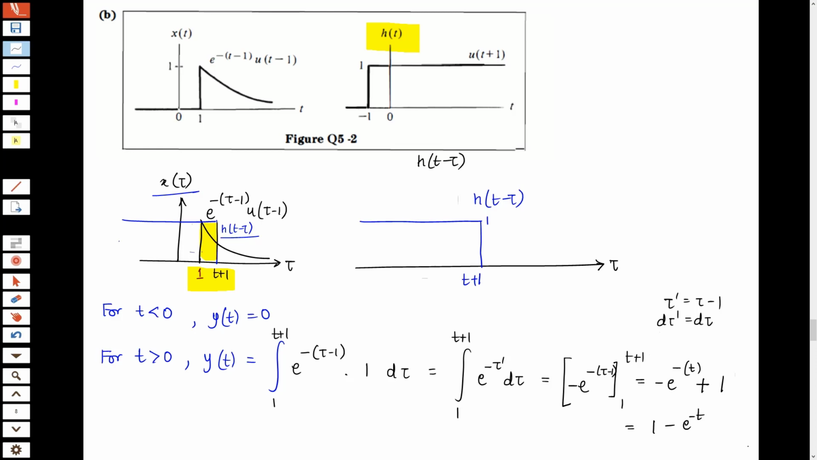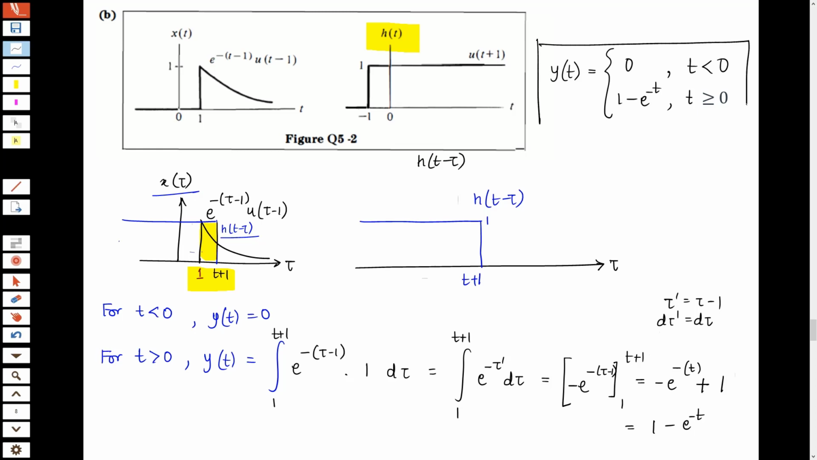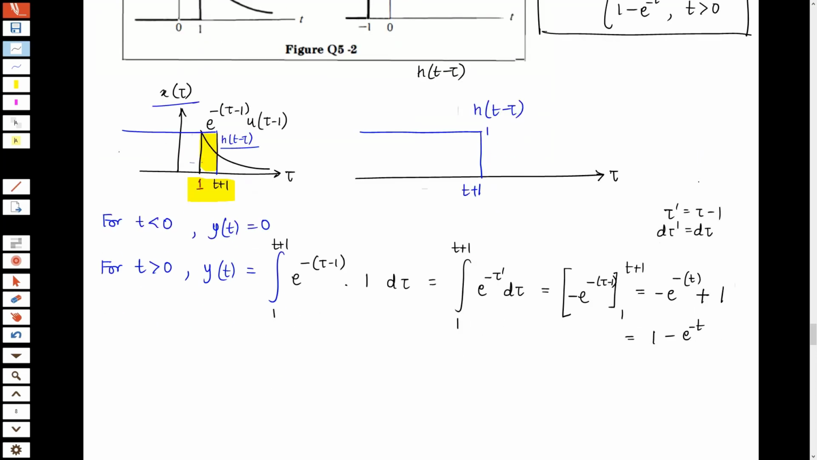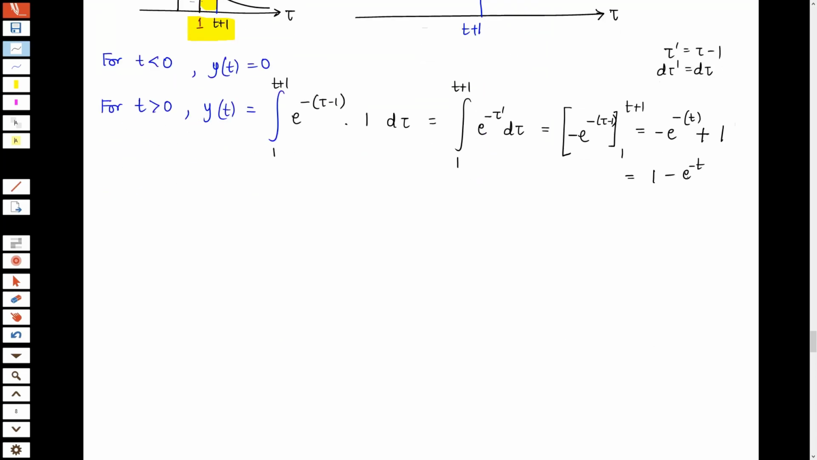So the output is pretty simple. y(t), which is the convolution, is 0 for t less than 0, and it is 1 minus e to the power minus t for t greater than 0. So this is the answer, which you should summarize at the end. You can sketch this on your own.